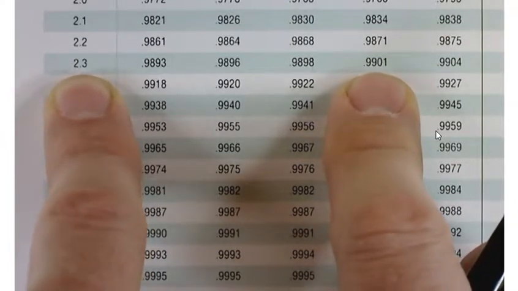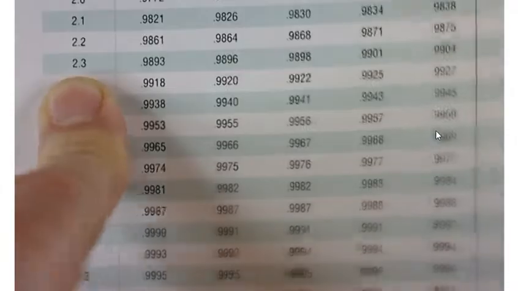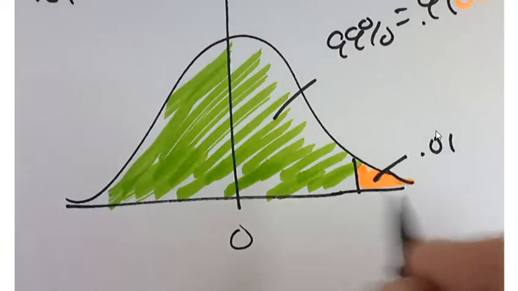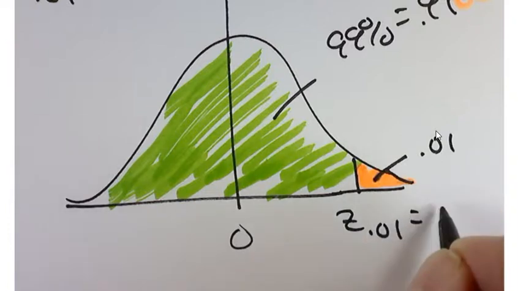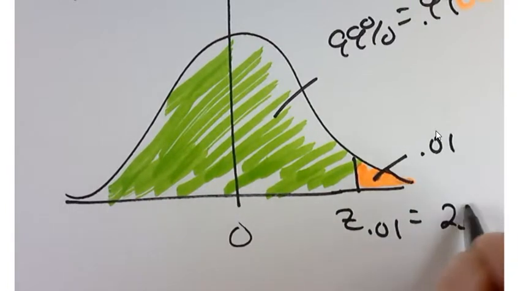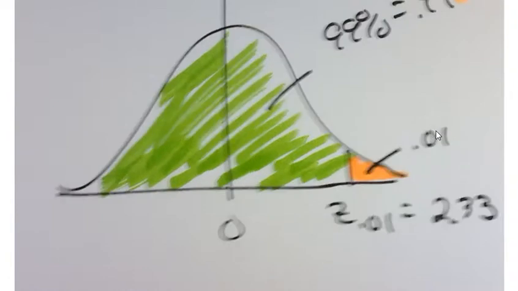Is effectively in the 99th percentile, separating the bottom 99% from the upper 1%. So z sub 0.01 is 2.33.